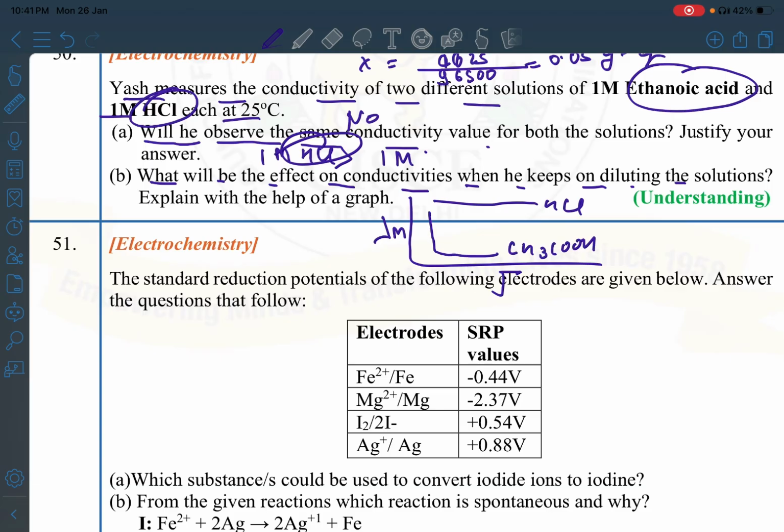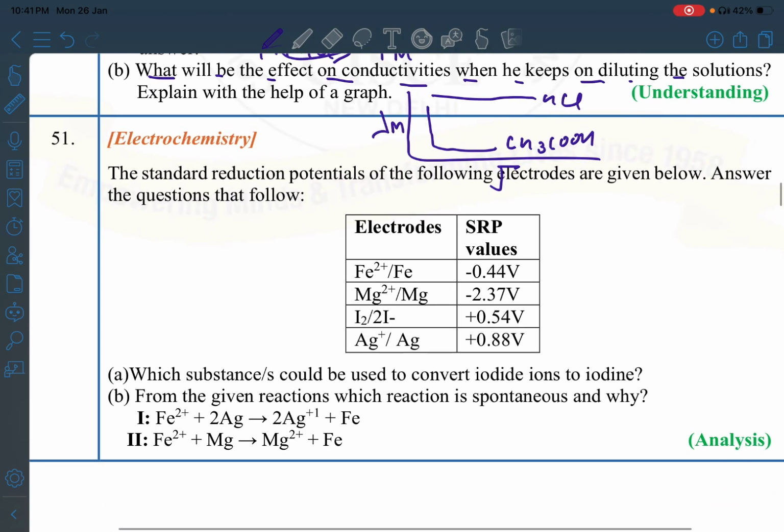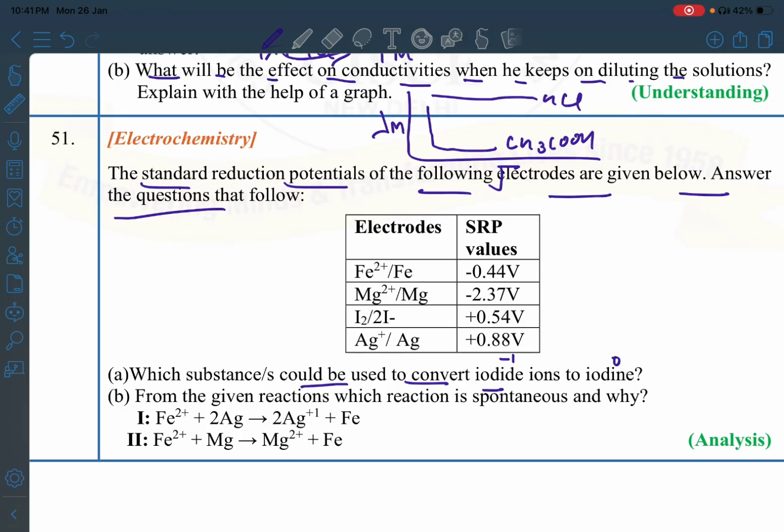Okay. Then the next question: the standard reduction potentials for the following electrodes are given below. Answer the following questions. Which substance could convert iodide into iodine? Iodide is -1 going to iodine. We want an oxidation process, so we want an oxidizing agent. So we have to check the reduction, where reduction will take place.